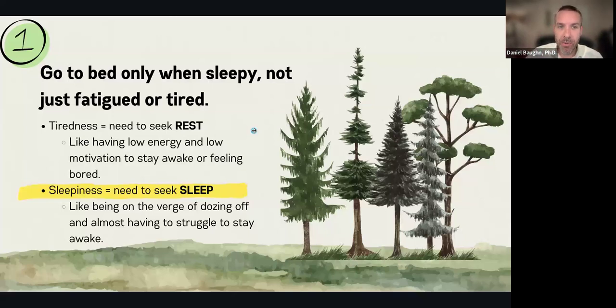So again, number one, go to bed only when sleepy, not just fatigued or tired. This means you don't go to bed when you're bored. You don't go to bed just because it's 7:30 at night and you feel like you're done with the day. You don't go to bed because you want to turn off the day, turn off the world, or forget about some stressful things that happened earlier in the day. None of those are good reasons to go to bed.